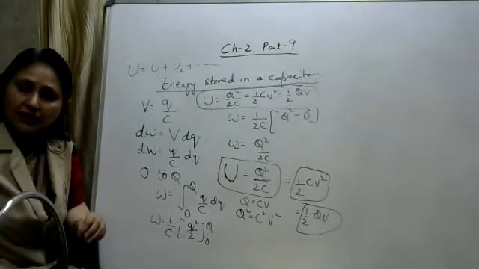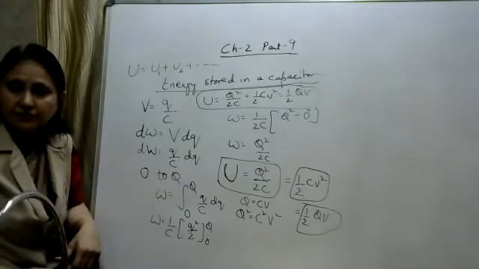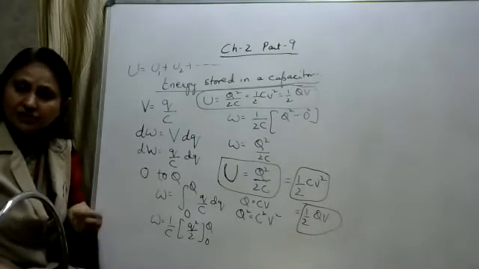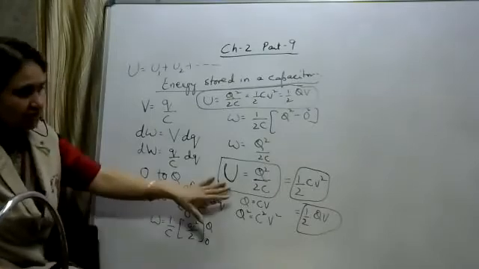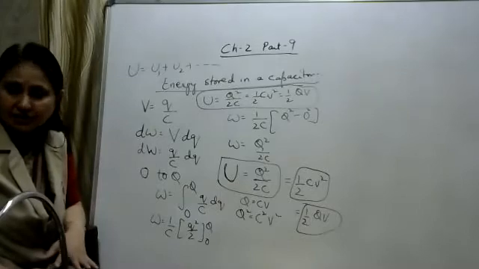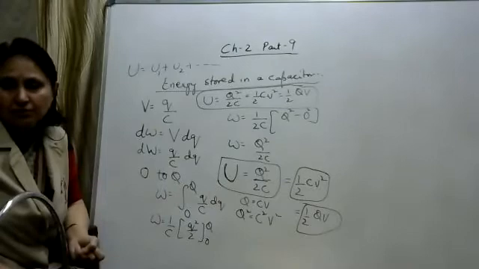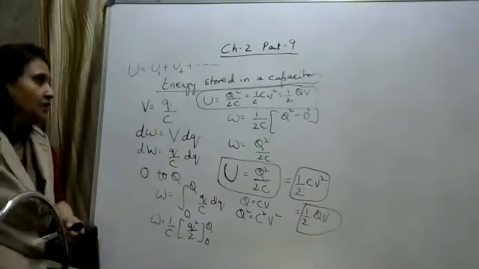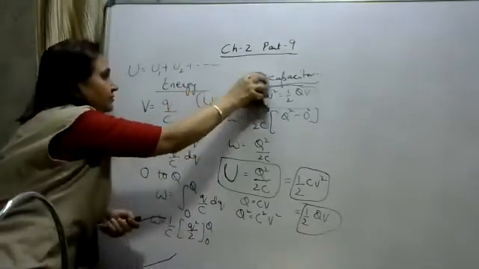Okay, so this is the expression of energy stored in the capacitor. Now, along with this expression, whenever such a derivation comes in the exam, it is also asked to find out the energy density of a parallel plate capacitor. Now we'll find out the energy density. Energy density means energy stored per unit volume of the capacitor. So write the next heading: energy density.